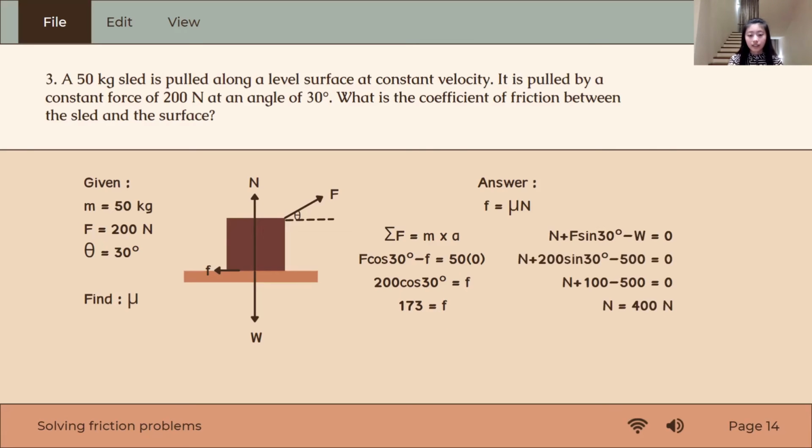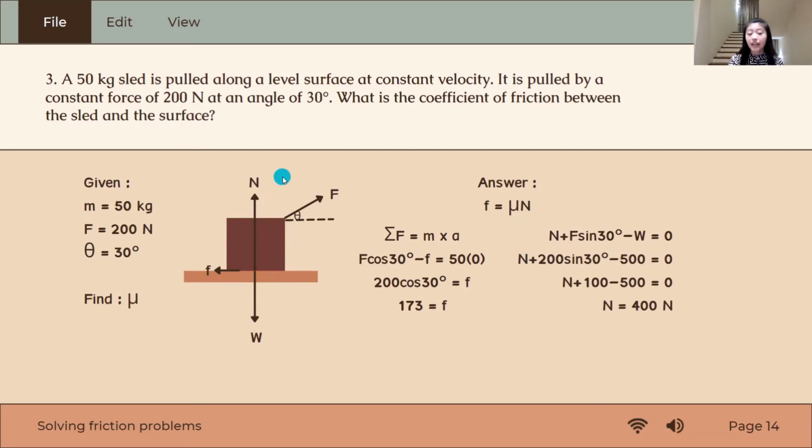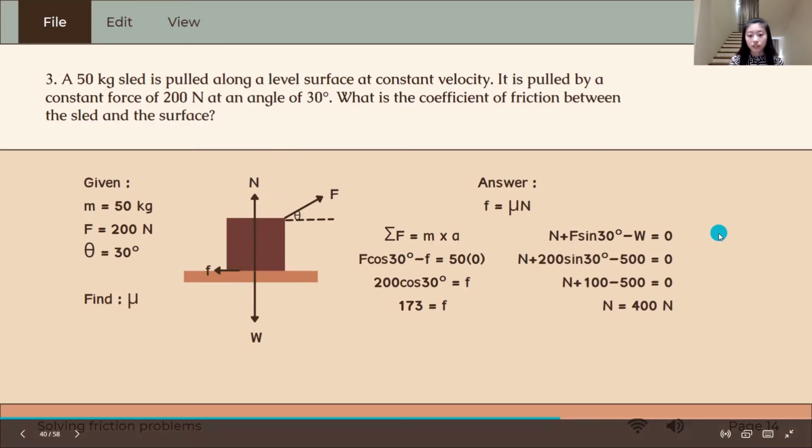Then next, we need to find the normal force. To find the normal force, we need to determine the vertical net force. We have Newton, weight, and F sin 30 degrees. The F sin 30 degrees is the force that we broke down earlier. So N plus F sin 30 degrees minus weight equals 0.